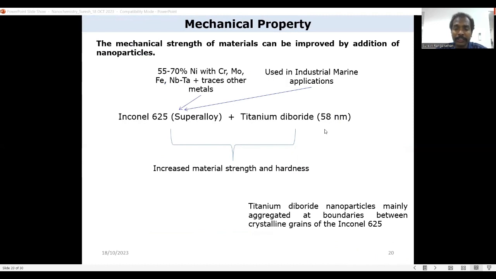And another one is mechanical property. So nanomaterials possess good mechanical behavior. For example, if you take a super alloy, Inconel 625, the strength of this alloy can be further improved by adding titanium diboride nanoparticles whose size is in the 58 nanometer range. So we can also improve the hardness or mechanical properties of even polymers by adding metal oxide fillers.